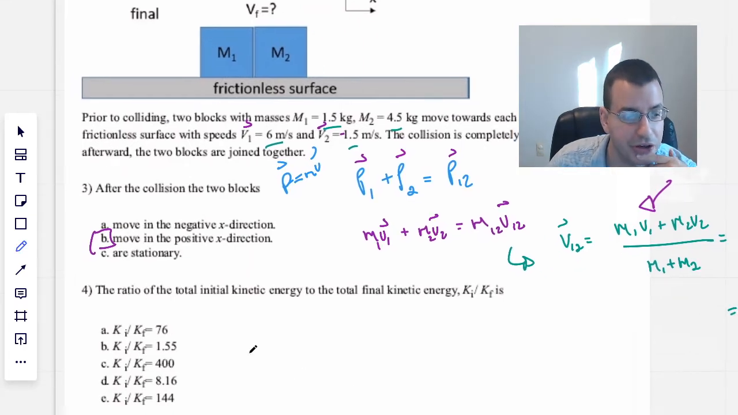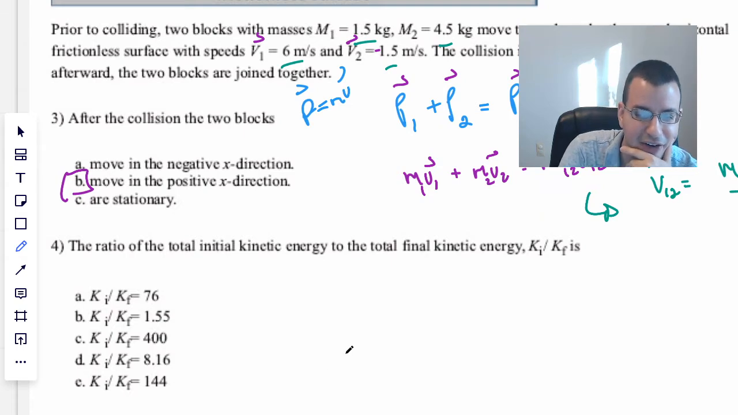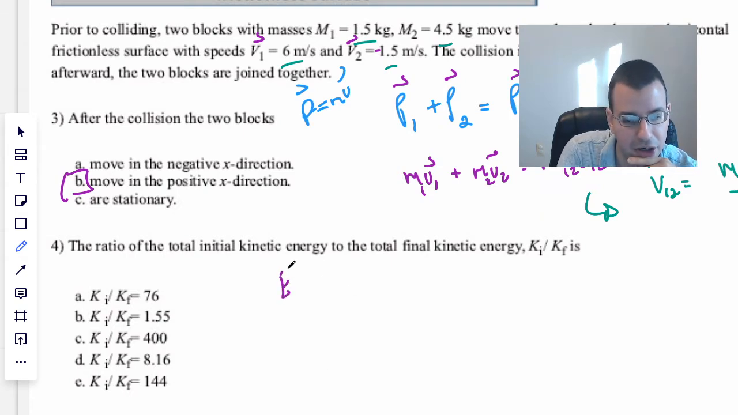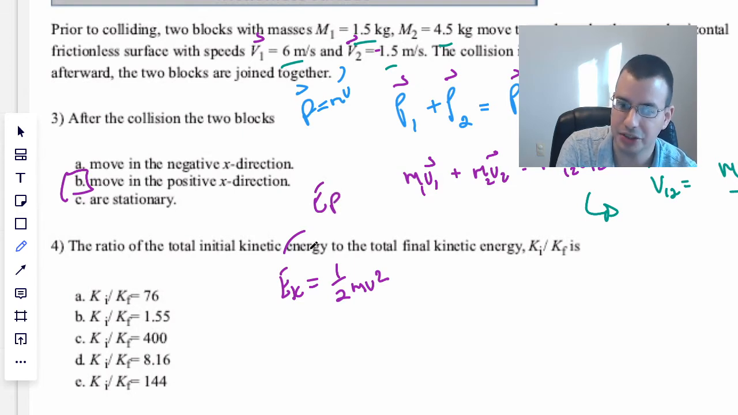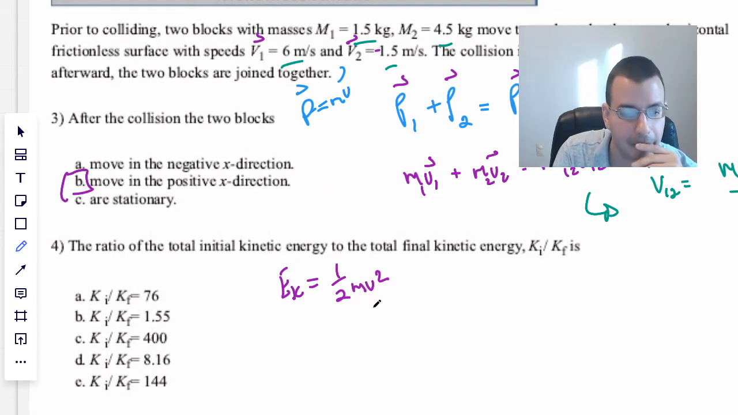Okay, the ratio of the total initial kinetic energy to the total final kinetic energy, Ki over Kf, is, so energy kinetic, I like to write it like this. It's a very, I guess, European way of doing it, where you have the adjective after the noun. But it works, 1/2 mv squared, and it helps me that way. And also I think it looks nicer when you have energy potential. They're both energies, they're just different subsets. It's personal preference. You can do what you like.